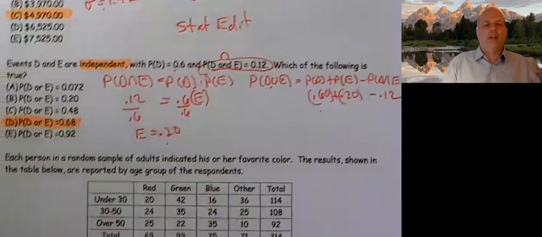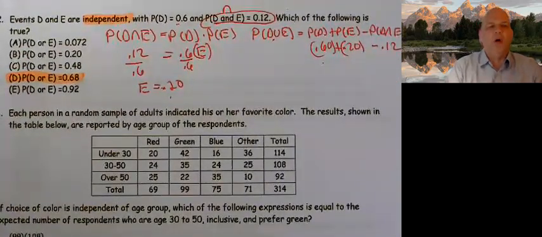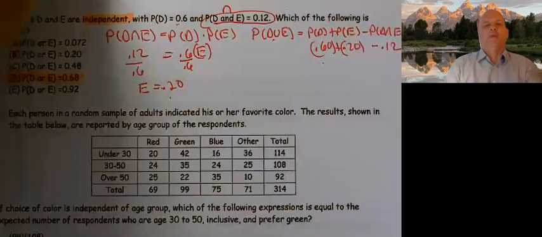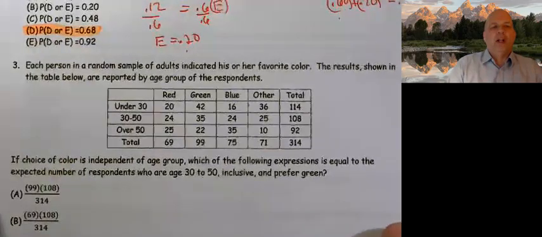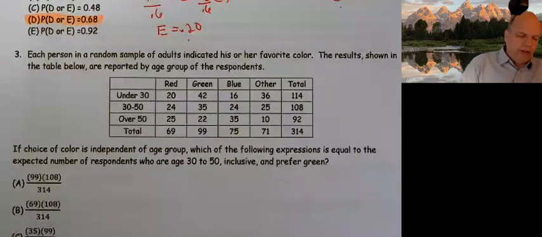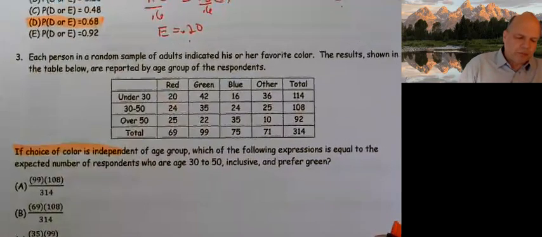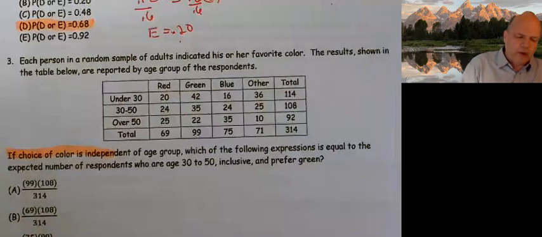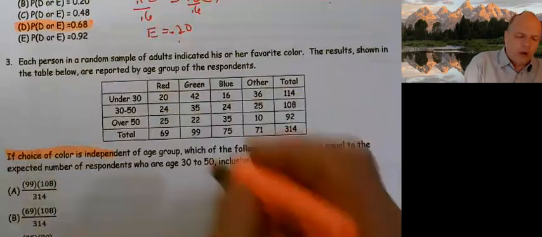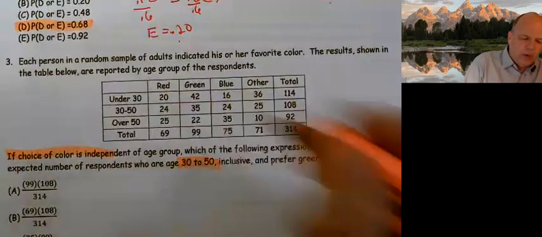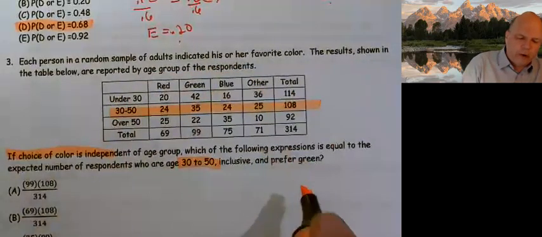All right, so each person in a random sample of adults indicated his or her favorite color. The results are shown in the table below, reported by age group of the respondents. If the choice of color is independent, so they're saying if. In other words, they're asking us to pretend they're independent. If a choice of color is independent of age group, which of the following is equal to the expected number of respondents who are aged 30 to 50. So I want the 30 to 50 group, which is right here, and preferred green.